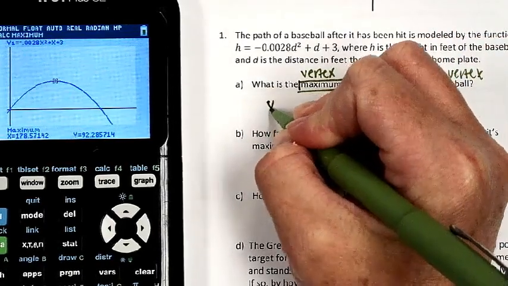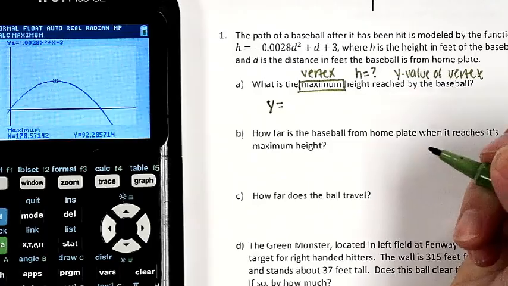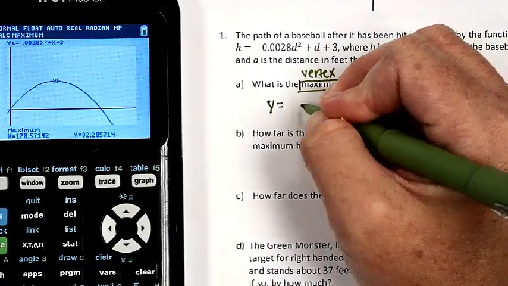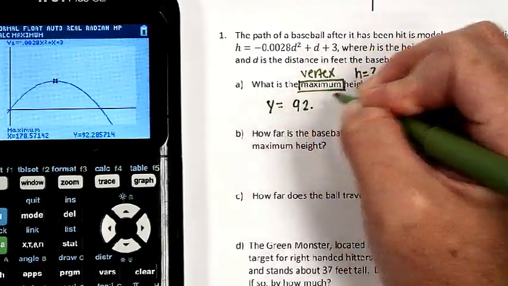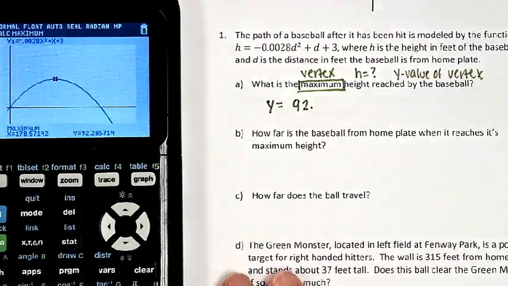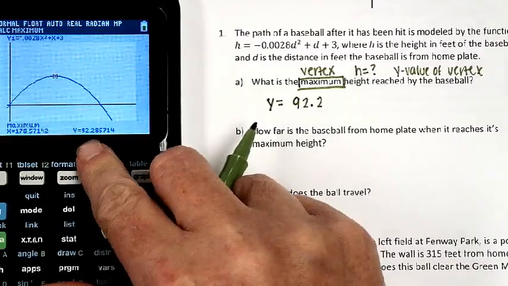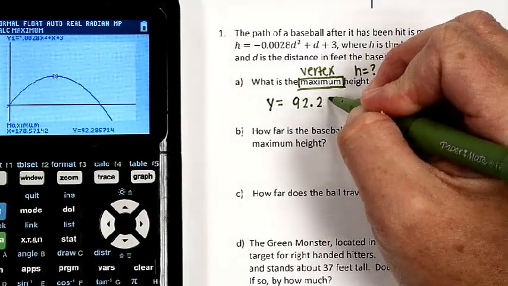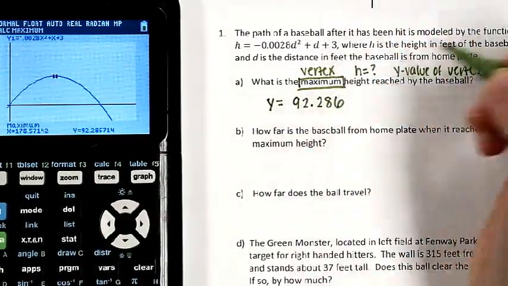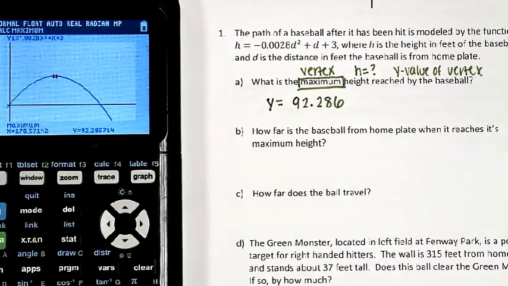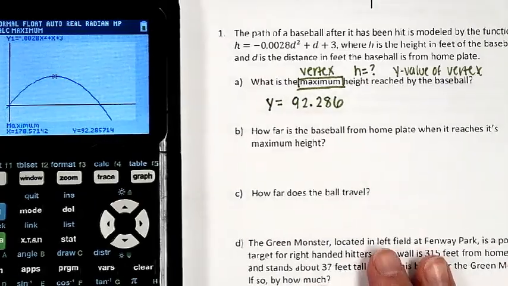So the Y value here is 92.2857. I'm going to round to 3 decimal places, so the thousandths, so 92.286. And what are we measuring here? Units. Feet.